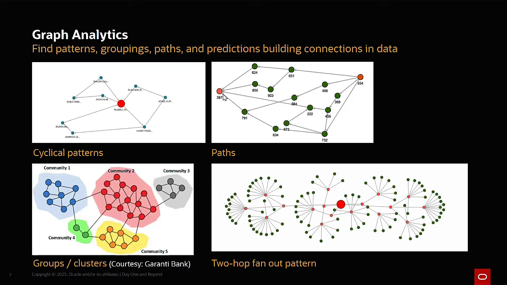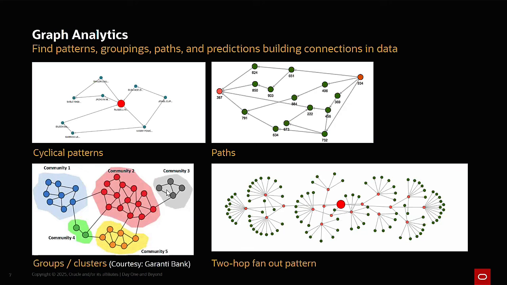So continuing with the financial services theme, here is money moving from 934 to 387 using multiple different types of paths. So 934 transfers money to 651, to 824, to 387, and so on. So they can follow the path of money or data, whatever relationship you're looking at.